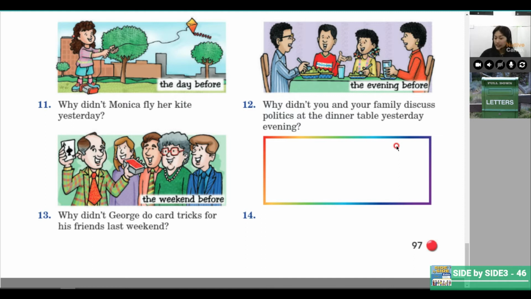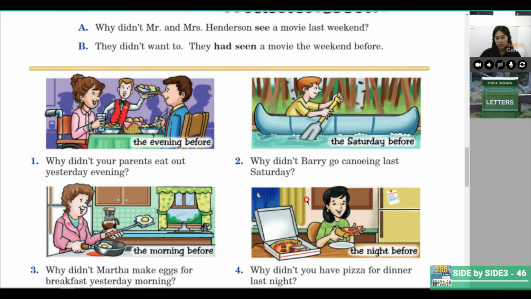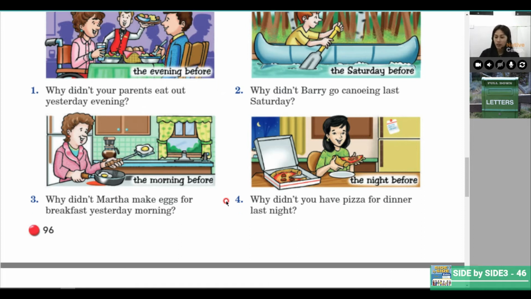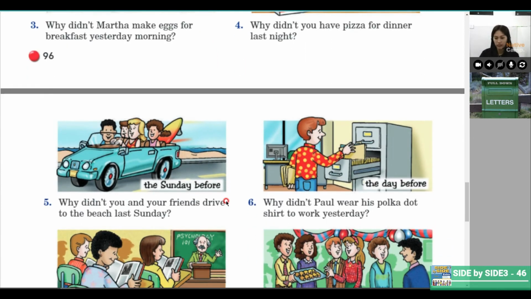Very good. Now this time, let's switch the roles, okay? And please ask me. Why didn't your parents eat out yesterday evening? They didn't want to. They had eaten out the evening before. Why didn't Barry go canoeing last Saturday? He didn't want to. He had gone canoeing the Saturday before. Why didn't Martha make eggs for breakfast yesterday morning? She didn't want to. She had made eggs for breakfast the morning before.